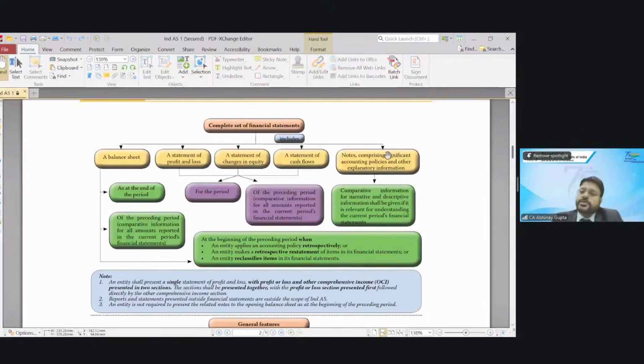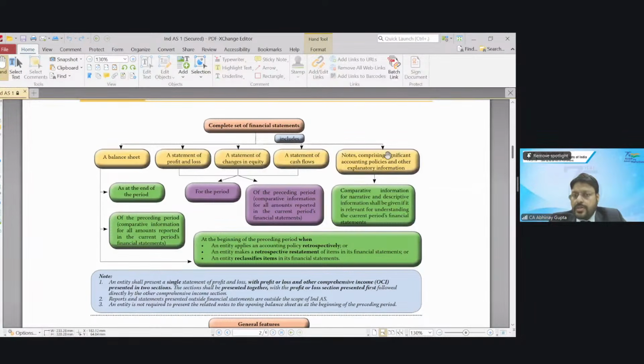Then the statement of cash flow you are well versed with. We have been preparing the cash flow statement under the IGAAP as well, right? So cash flow statement clearly tells the picture of the cash inflows and cash outflows during the year and the closing cash balance, right? So we'll start with the net profit, whether we can start with the profit before tax or we can start with the profit after tax as well. So that is the free choice available to us.